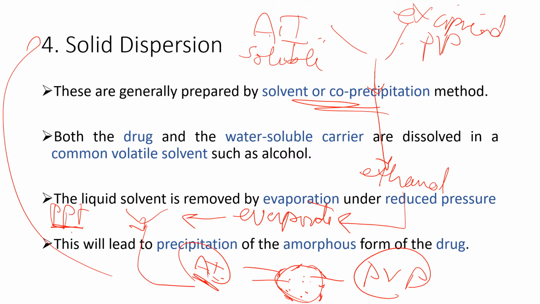When both of them precipitate together, they will form a common particle that has both of them. So that's why it is called co-precipitation, because both the drug and the excipient precipitate together. But the drug, when it precipitates like that, will become amorphous. And you know that amorphous active ingredient or amorphous powder is more soluble than crystalline powder.